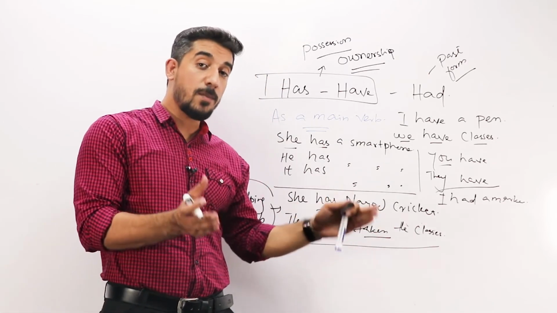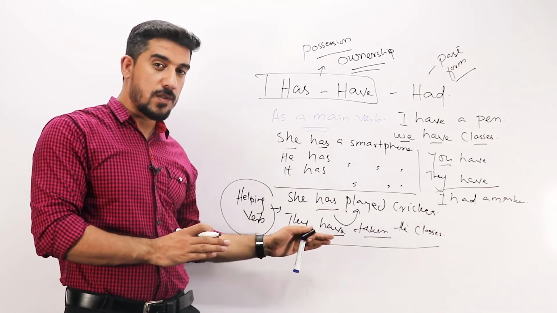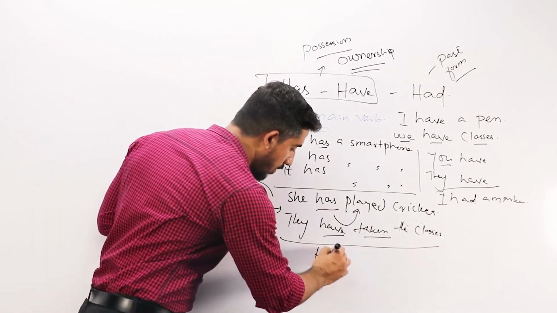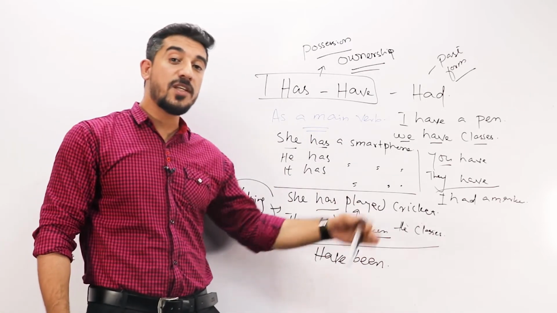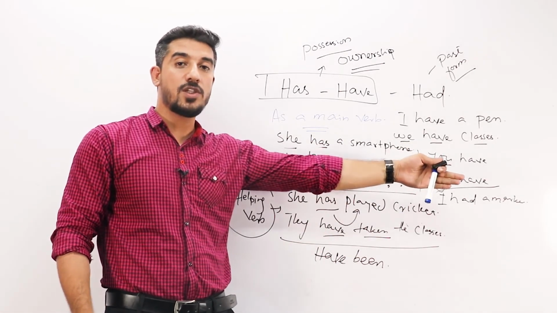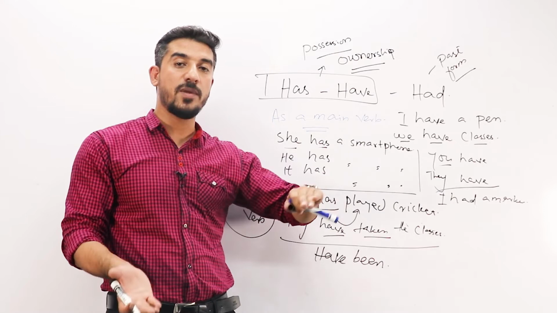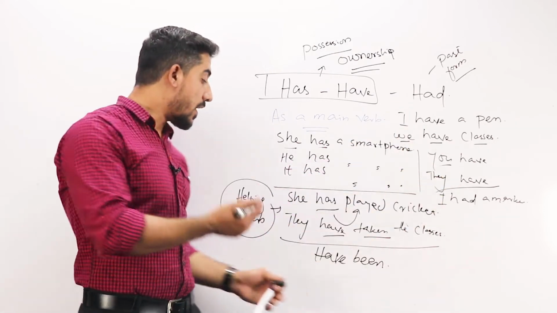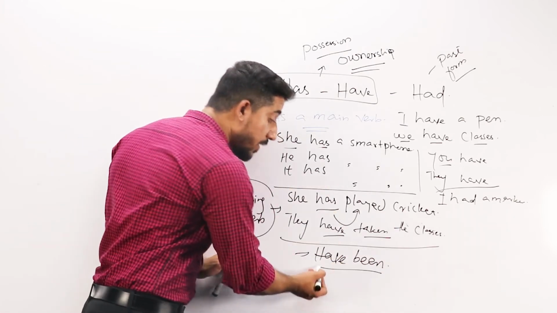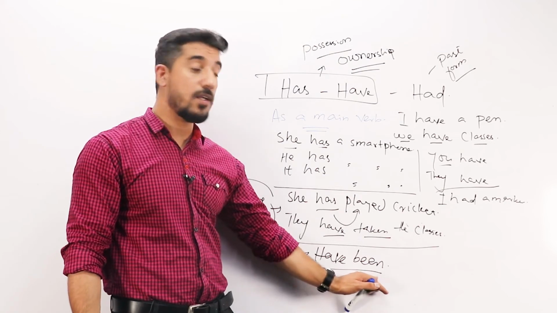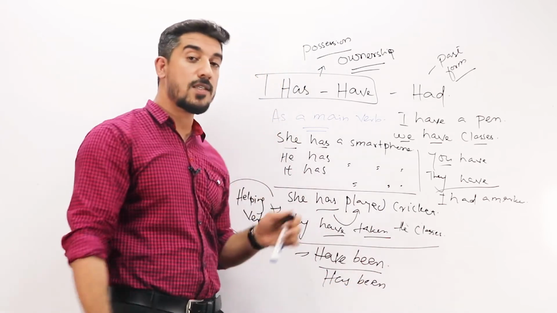So when there is a main verb in present perfect tense, we use them. In present perfect continuous tense, we are using have been. For example, they have been teaching at the University of Peshawar. They have been teaching in University of Chicago. I have been teaching in University of London. That's how we are going to go for it in present perfect continuous. There, have been or has been are used as an auxiliary verb.